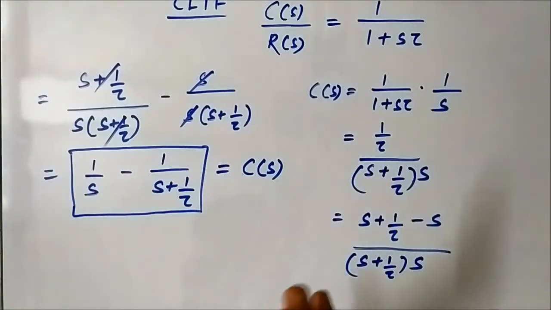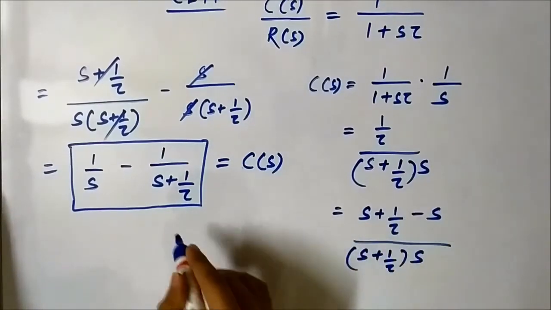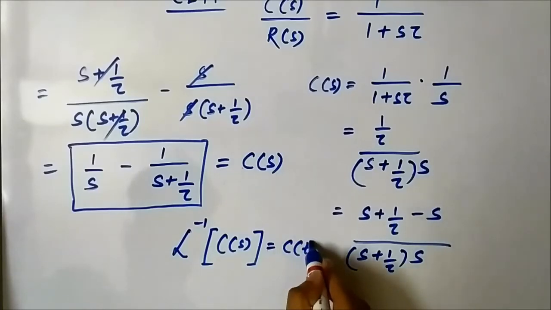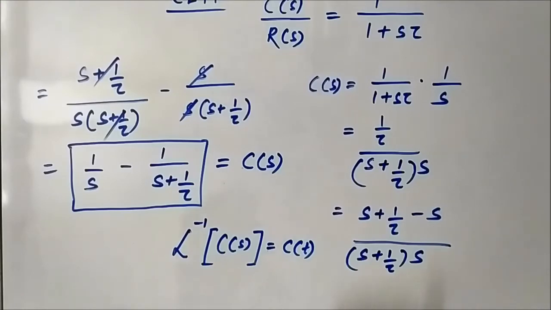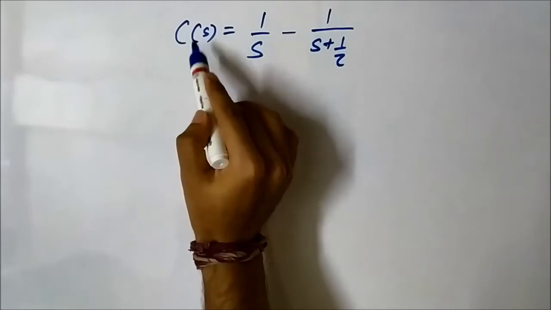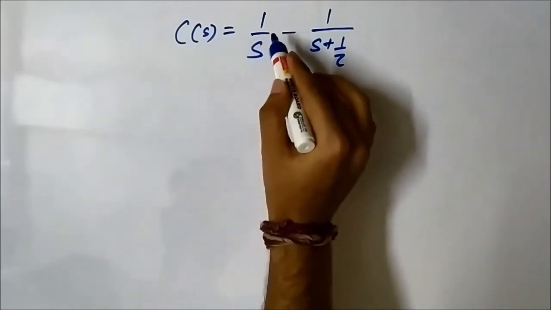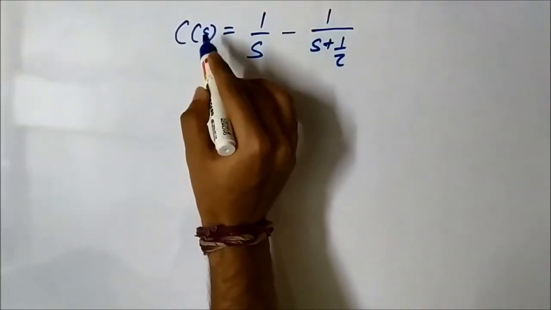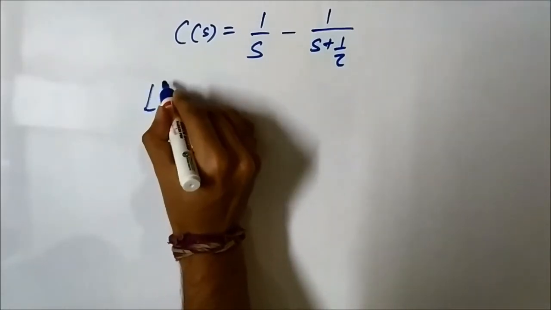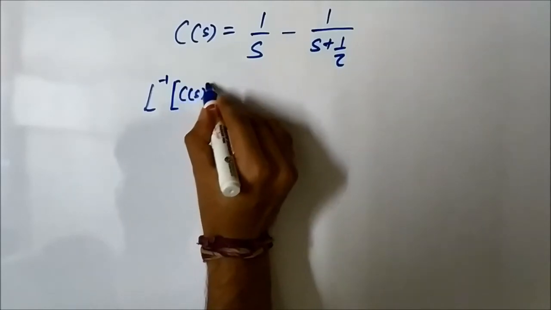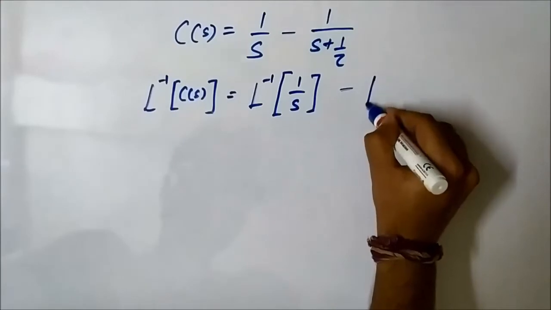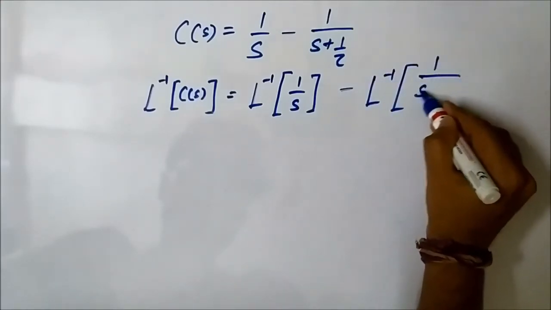Now we have to convert it into the time domain. We will take the inverse Laplace transform of C(s), which will give us the time domain representation. We just determined the s domain output, and we found that it was of the form 1 by s minus 1 by s plus 1 by tau. So the inverse Laplace transform of C(s) is equal to the Laplace inverse of 1 by s minus the Laplace inverse of 1 by s plus 1 by tau.